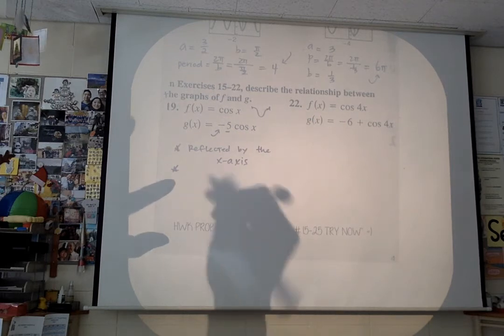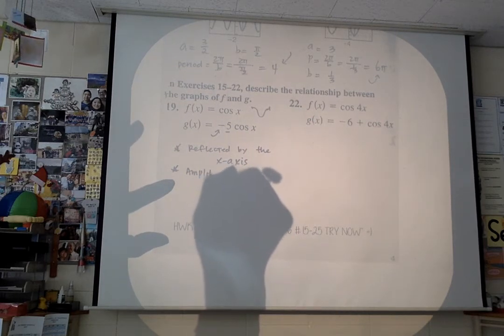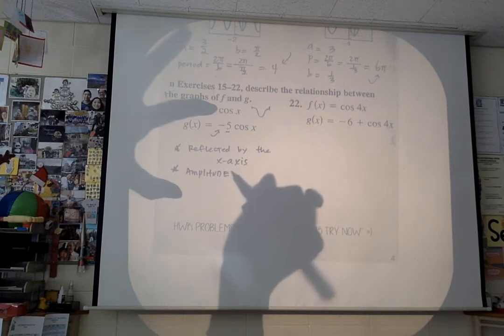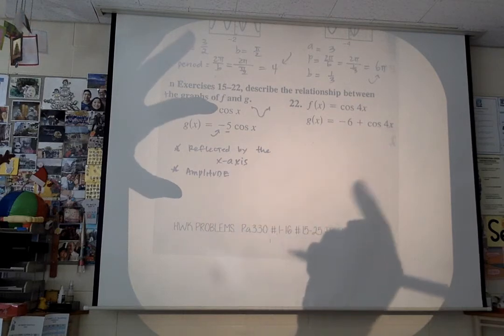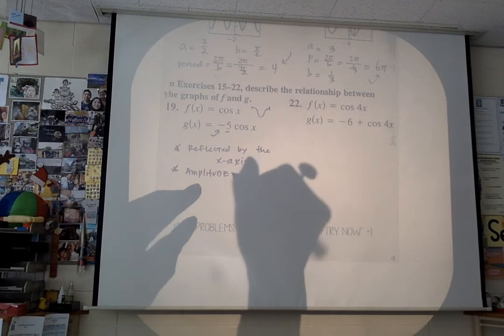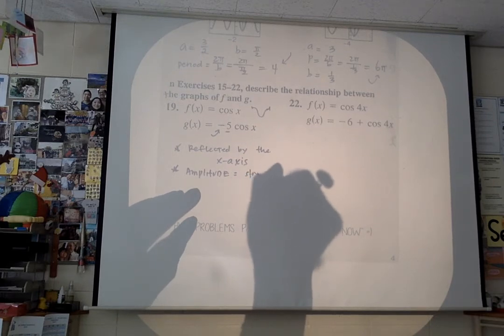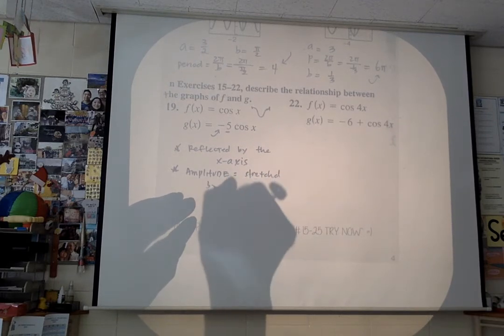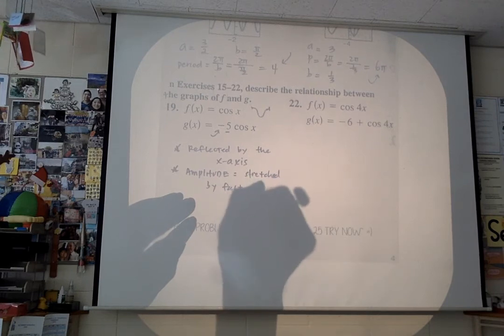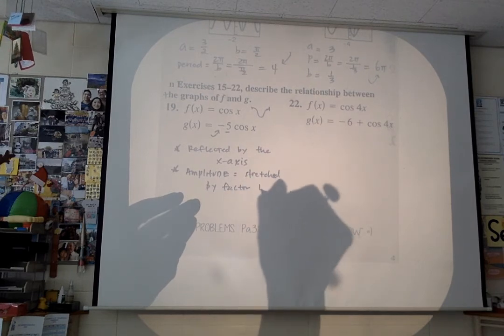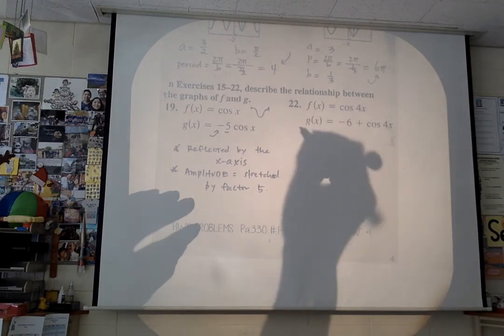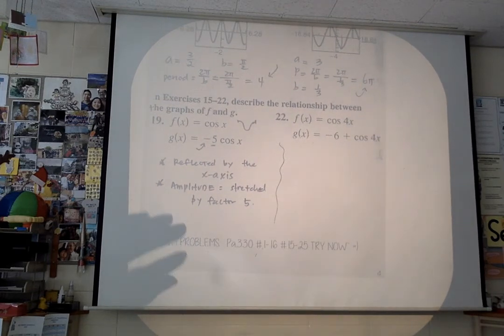Now, how about here? The amplitude has changed, right? It used to be a 1, but now from the midline, it's going to add to 5. So it's amplitude, right? Stretch, I'm going to write stretch by a factor of 5. That's all we need to describe. Let's go from here to here. You try this one now.